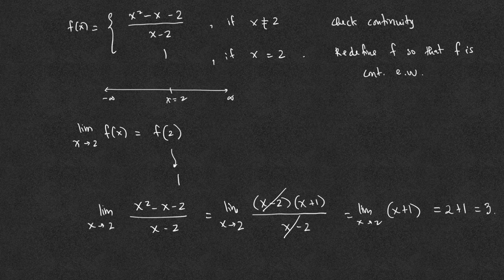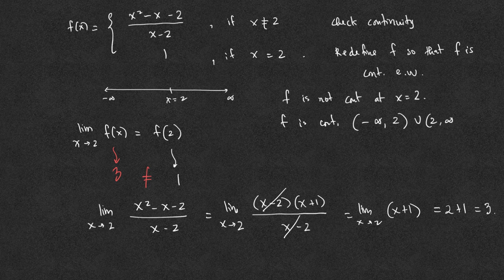The limit is 3 at x equals 2, and the functional value is 1, and 3 is clearly not equal to 1. And so we say that the function f is not continuous at x equals 2, but it is continuous everywhere else, and so f is continuous on the interval negative infinity to 2 and then 2 to infinity. It is continuous everywhere except at x equals 2.